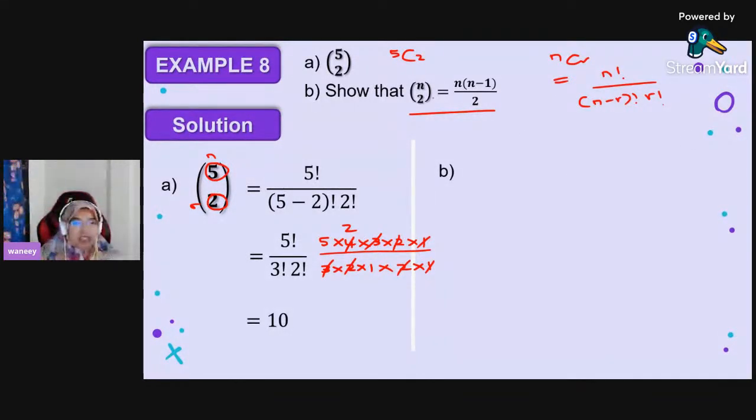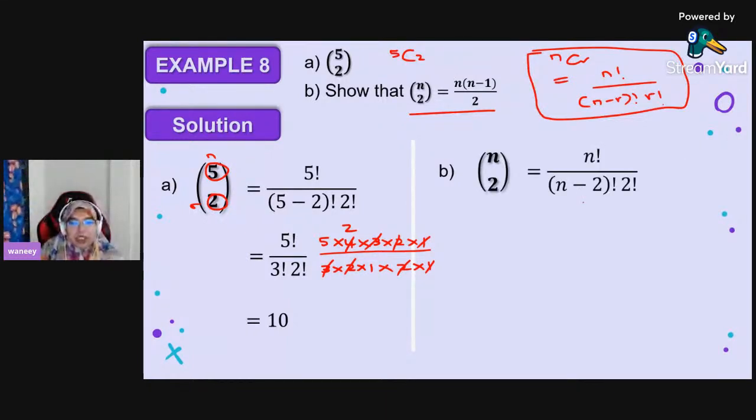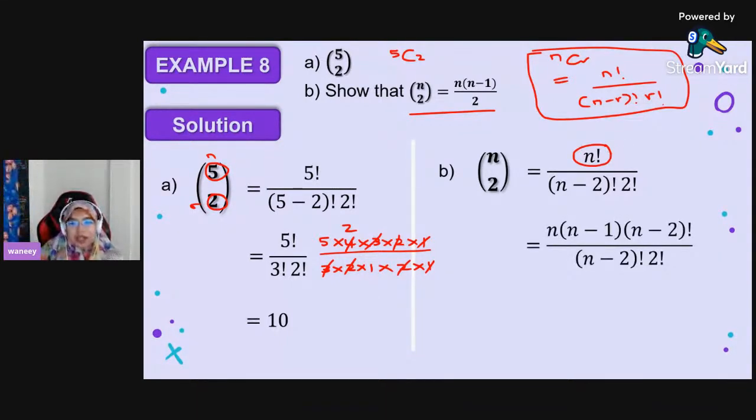Okay, so now let us see what happens if we have NC2. So now again we are going to use the formula over here, NCR, except now the value of R is 2. So we are going to get n factorial over n minus 2 factorial, 2 factorial. Okay, so how are we going to expand or simplify them? Okay, so we start with the highest number, which is n factorial, and then we keep on deleting 1 from that number. So n factorial is simply n multiply with n minus 1 multiply with n minus 2 factorial.